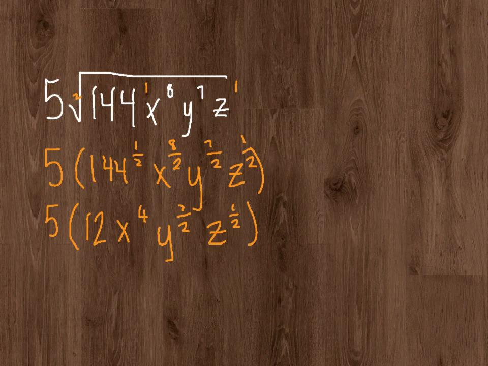Now my last step is just multiplying 5 times 12. 5 times 12 is 60, and everything else stays the same.